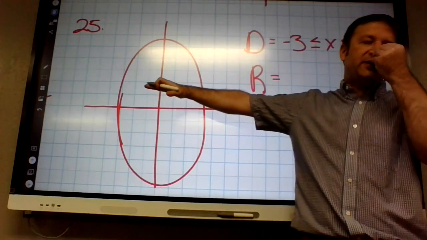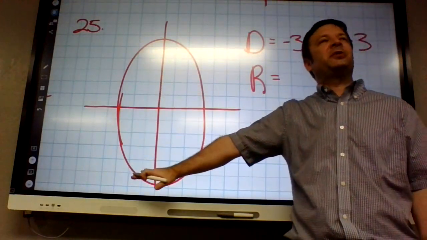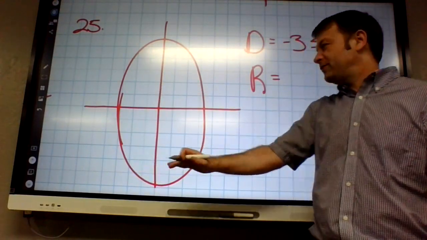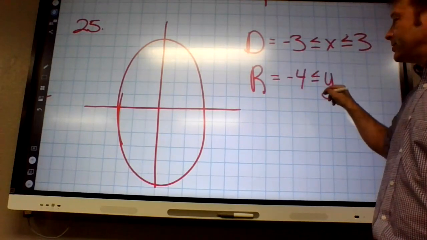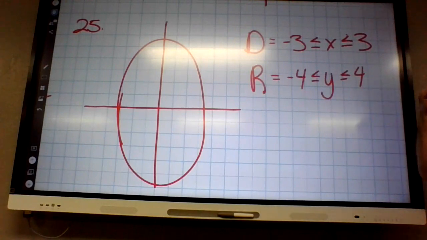Range is the y values. What's the lowest y value? You can't tell up here. I didn't draw it right. Negative 4. And that's included. What's the highest y value? 4.